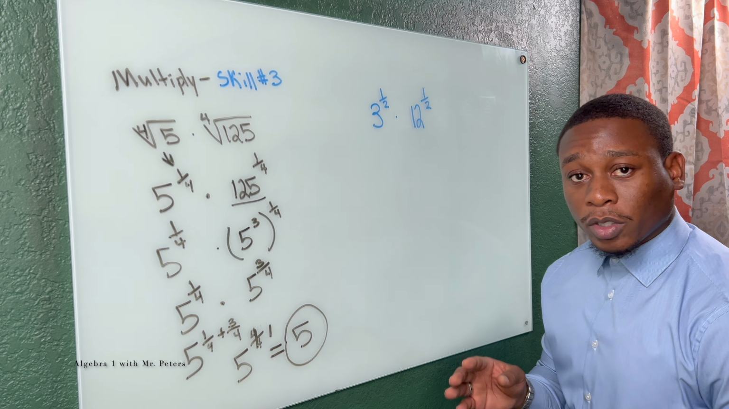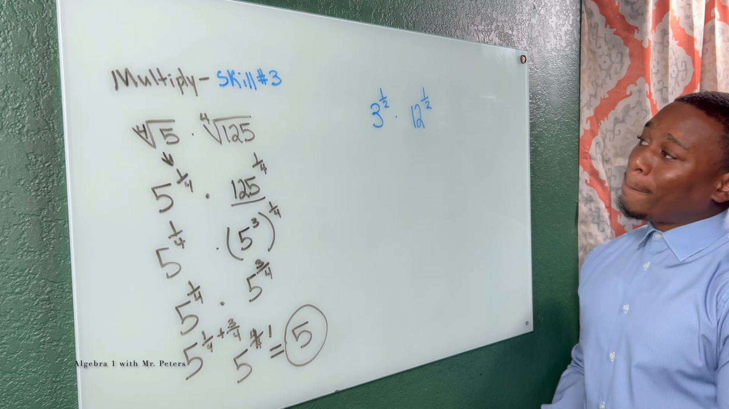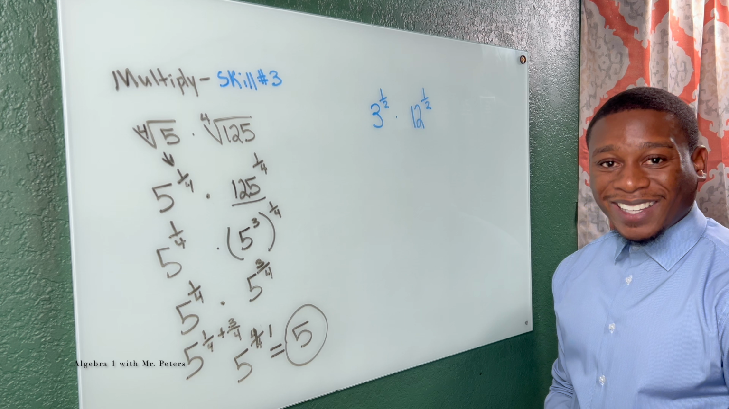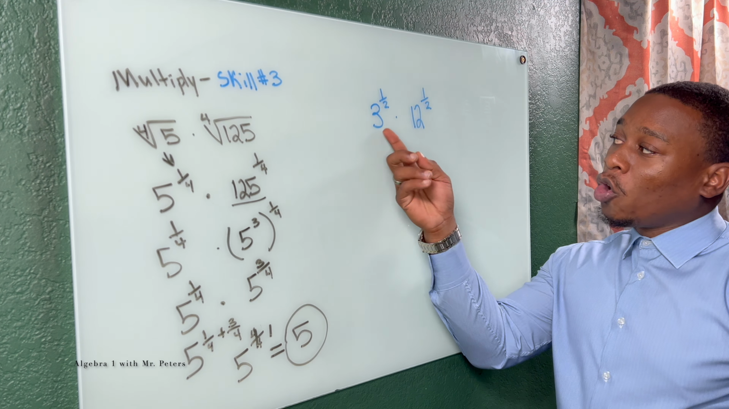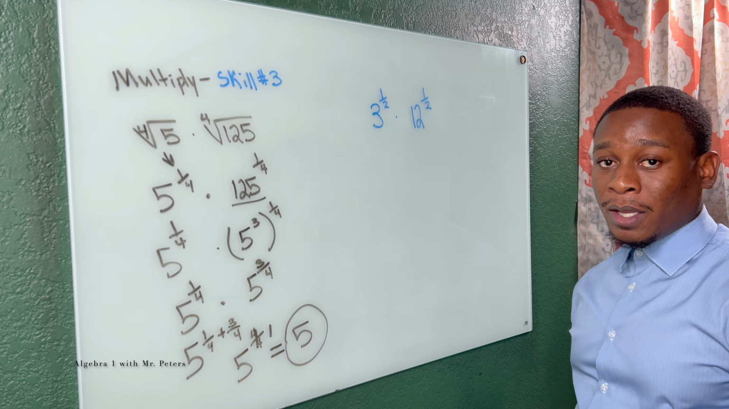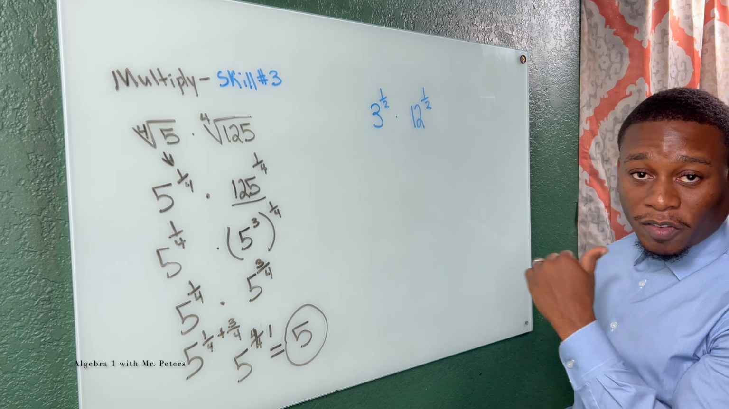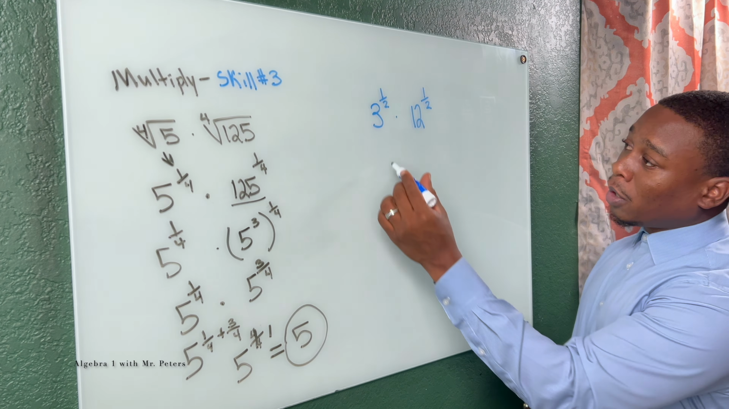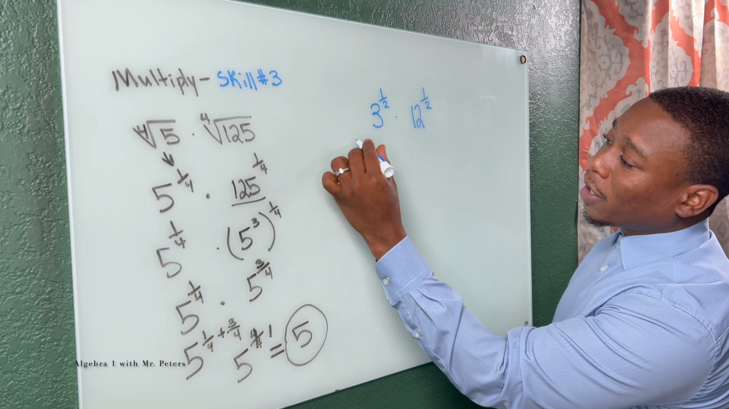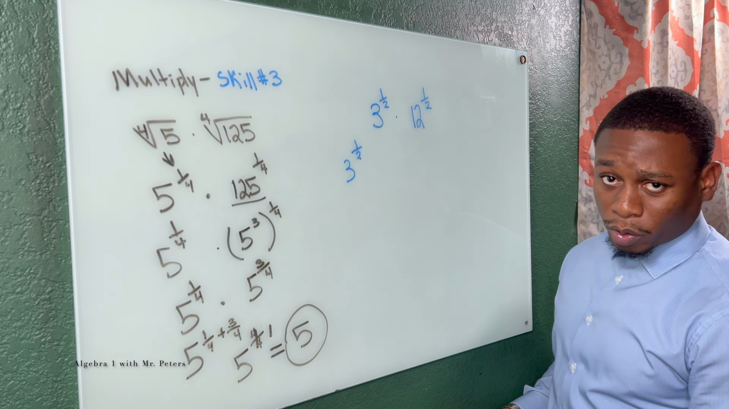So the answer for this would be 5. Now, in our second example, a little bit different because we do not have the same bases. And for us to combine and simplify, we have to have the same base. So 3 to the 1/2 stays the same, right? We can't do anything more with that.